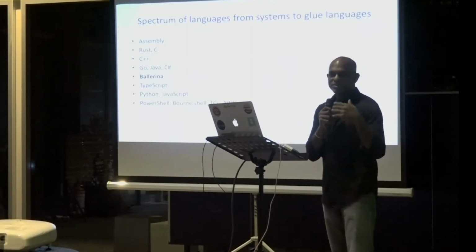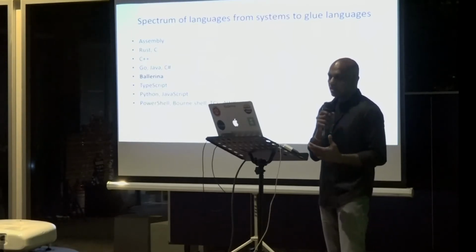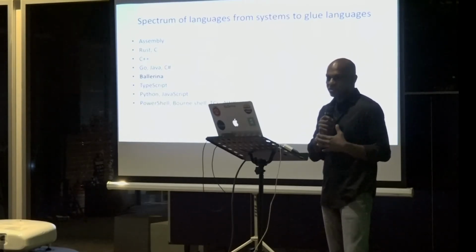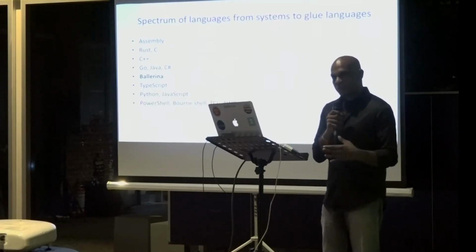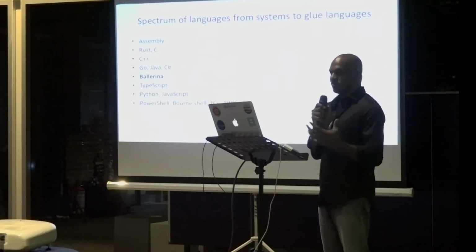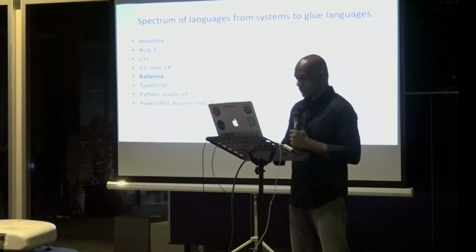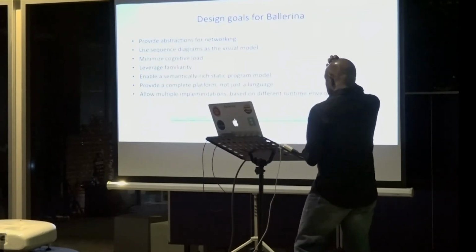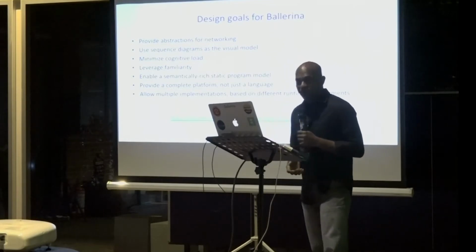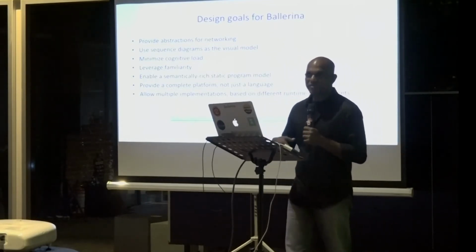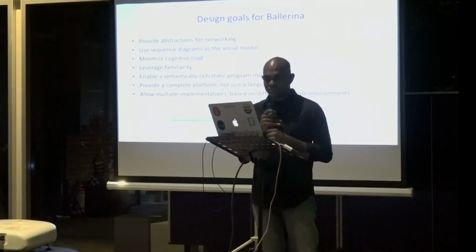And then you have Python, JavaScript, which are much more scripting languages. And then you can go all the way to things like Bourne Shell and Awk and PowerShell and so forth, which are much more glue languages, just for wiring a few things together, mostly with text streams in between. Right? So when we started Ballerina, there's a set of design goals that we had. These have evolved over time as we learned more about what the language needs to do.